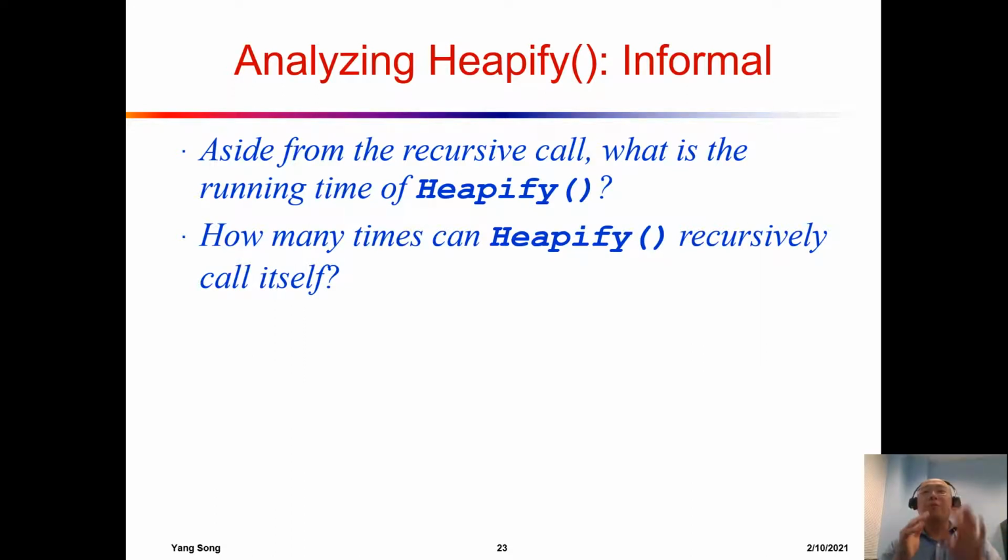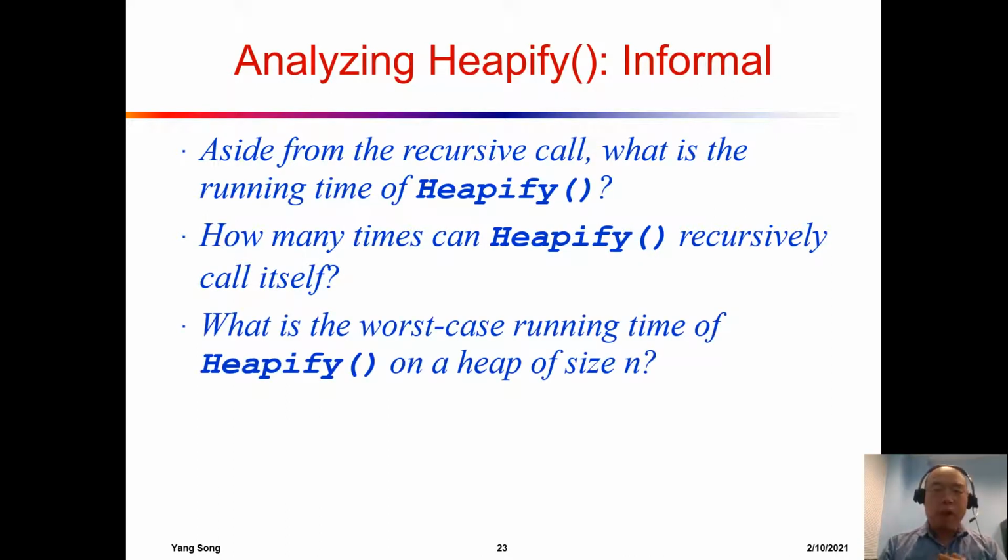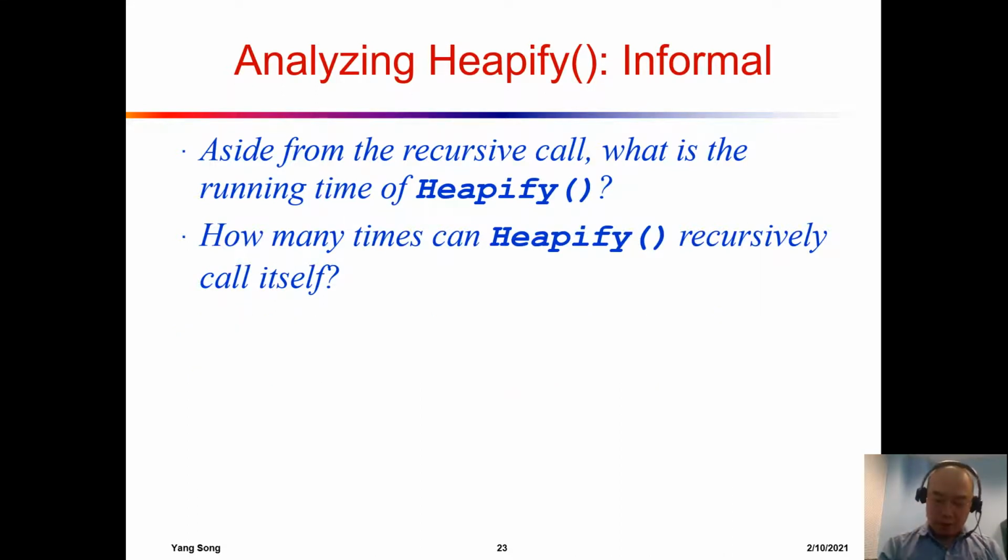Okay, so remember I said the height will be a very important factor we are going to use to analyze the algorithms, and this is an example. If we have a heap, the size of the heap is n, and then we know the height will be log n, and then in the worst case of a Heapify, we have to pull a small value all the way from the root down to the bottom, and then there will be a total of log n Heapify recursive calls.